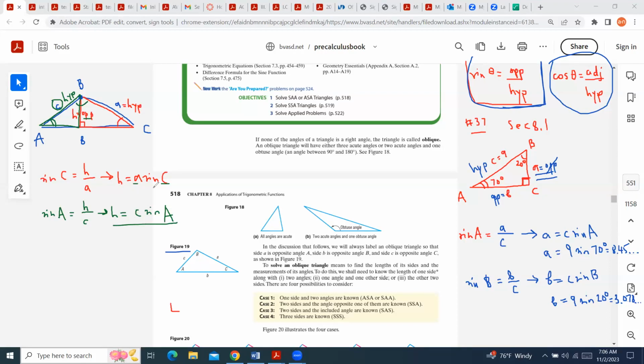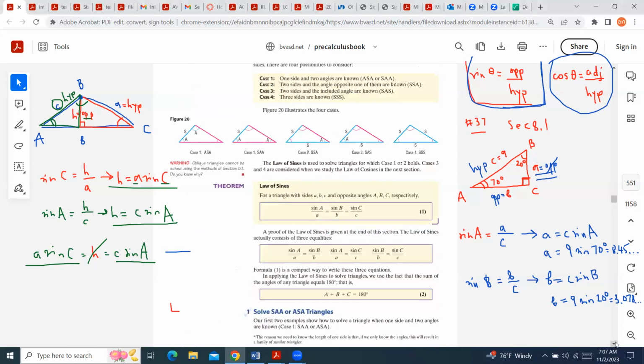And then, since these two are both equal to H, I can say that A times sine of C, which is the same as H, is the same, because it's still H, as C times sine of A. So I found the relationship between A and C, and H is not really needed. I utilized it to help me. So I just proved the so-called theorem of sines that looks like this statement here.